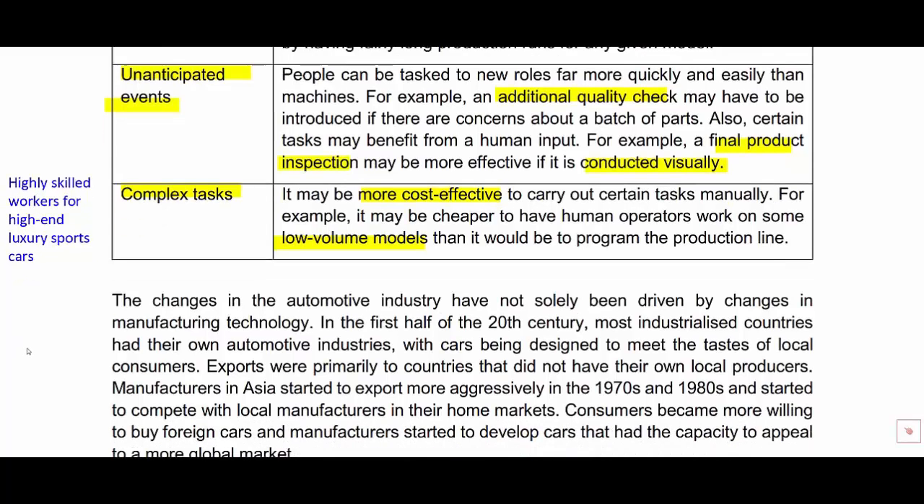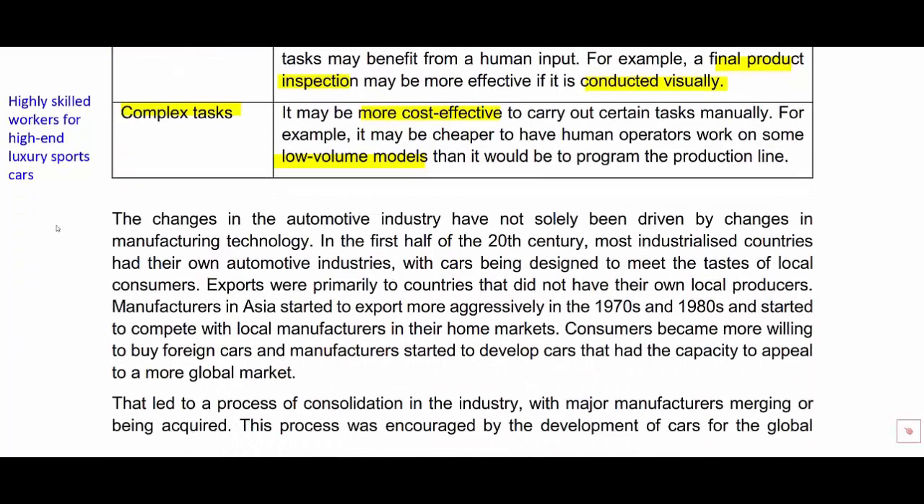And then we're told that it's not just manufacturing that has changed in the 20th century, but also that in the first half of the 20th century, most countries had their own automotive industries and they catered to local tastes. This has started to change in recent times, in the last 20, 30 years, especially with globalization. Exports started to come from Asia. They exported very aggressively in the 70s and 80s, and they started to compete with local manufacturers in the United States and other big markets such as Europe.